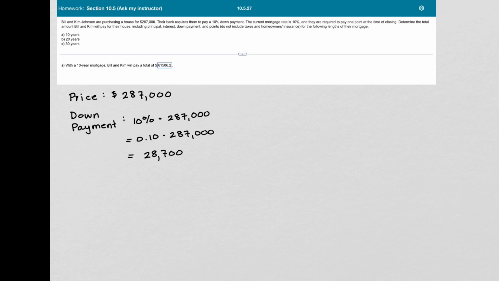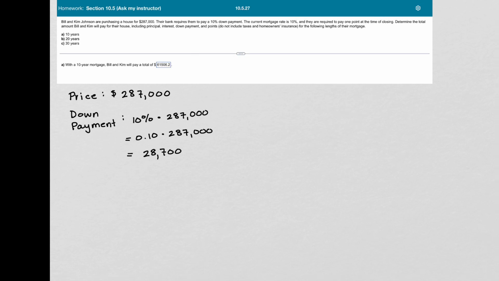Now we need to know how much the mortgage is going to be, how much is being financed. So we take the $287,000 minus the down payment. And that's going to give us $258,300.